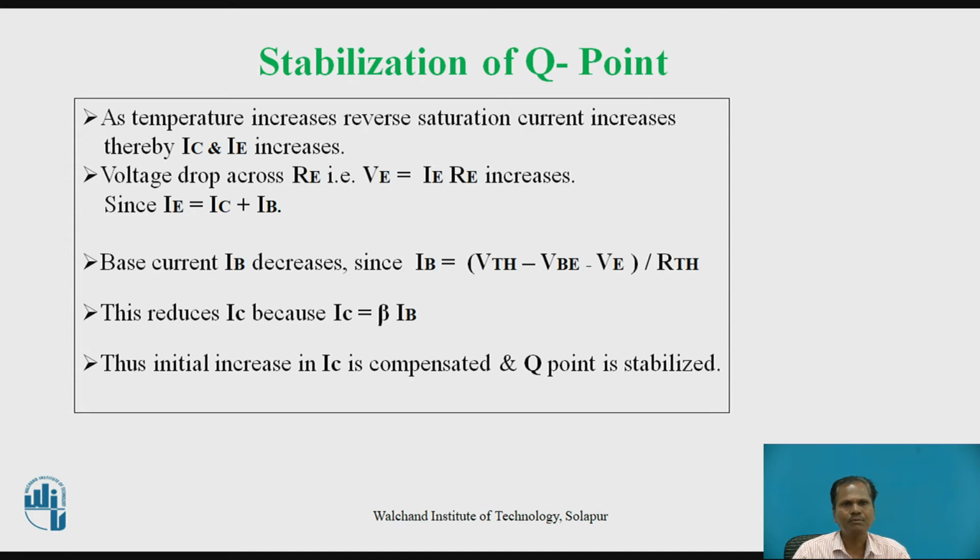So as IB decreases, IB controls collector current IC. So this reduces collector current, because IC is beta times the base current IB. And thus the initial increase in collector current due to rise in temperature, which is due to increase in reverse saturation current, is compensated. Collector current IC comes to its original value, and thus the Q point, whose x coordinate is VCQ and y coordinate is ICQ, is stabilized. So thus voltage divider biasing with emitter bias provides stability to the DC operating point or quiescent point of a transistor in common emitter amplifier.